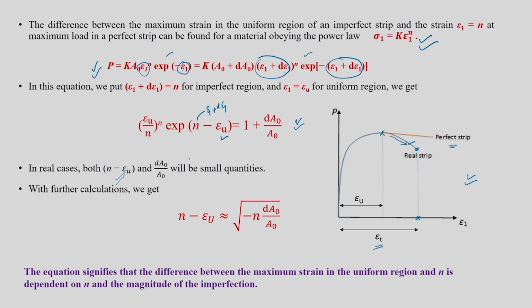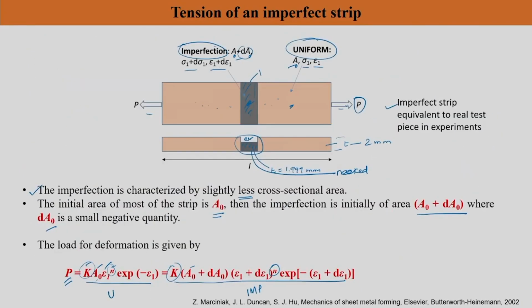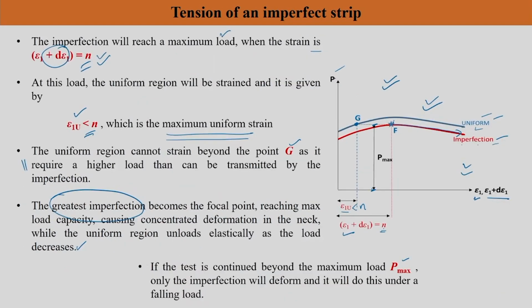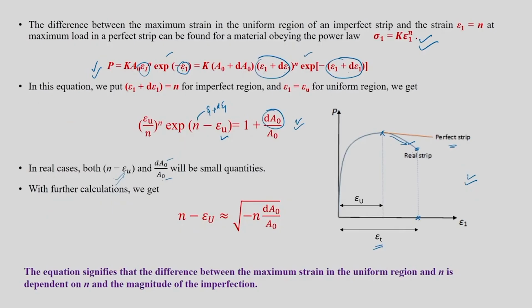This difference, these are all going to be small quantities. Of course, this depends on the imperfection level, dA naught by A naught. That is why I am saying this dA naught by A naught is going to be a small quantity. You can refer to this. I have just mentioned here, this is 2 mm and T is 1.999 mm. So, you can get A from this and A from this, the area of cross section. A for the uniform region you can get, A for the imperfect region you can get. If you get dA naught by A naught, it is going to be a small quantity. N minus epsilon u also is going to be a small quantity, but it depends on how severe is your change in area of cross section.